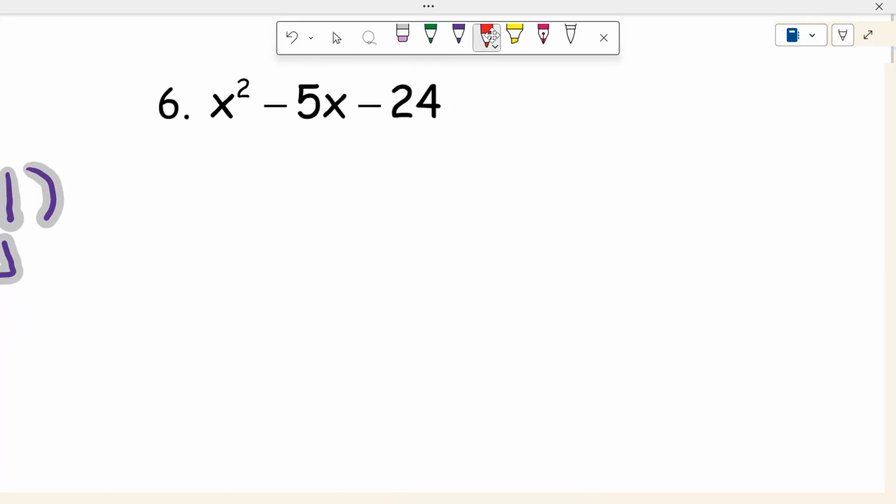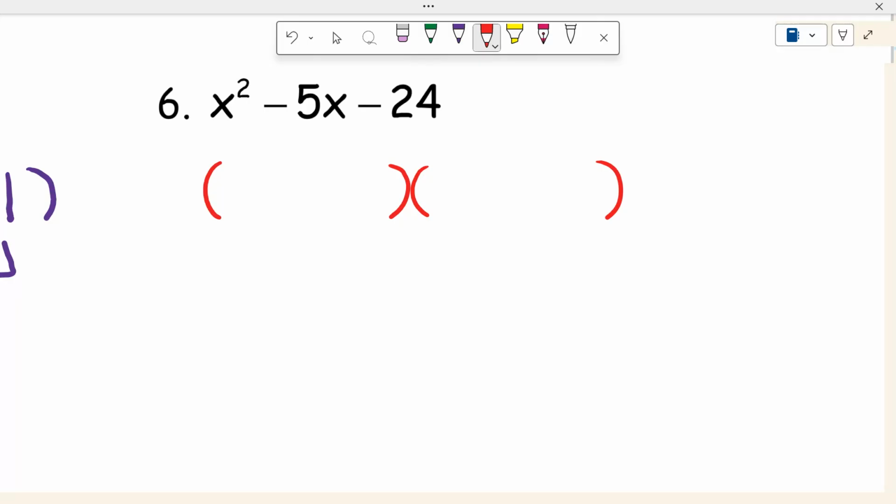All right, so this one. And right now, guys, I'm giving you all degree 2 polynomials that have no greatest common factor, which we're going to learn about tomorrow, because you might have an extra step to do, which, like I said, I'm going to show you tomorrow.